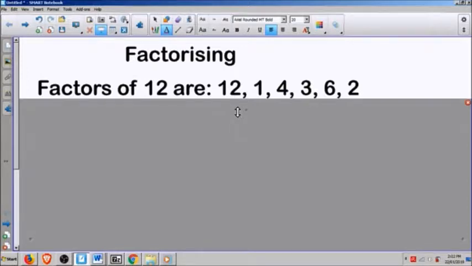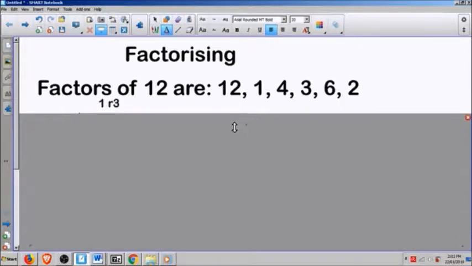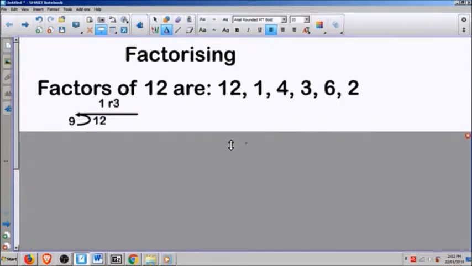Is 6 a factor of 12? Well, yes, because you can times it by 2 to get to 12, or if it's 12 divided by 6, you get a whole number, 2. So 9 is not a factor of 12 because if you did 12 divided by 9, you wouldn't get a whole number.